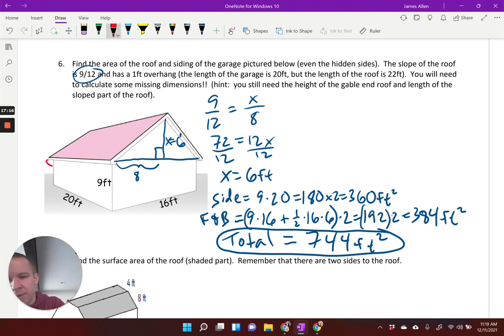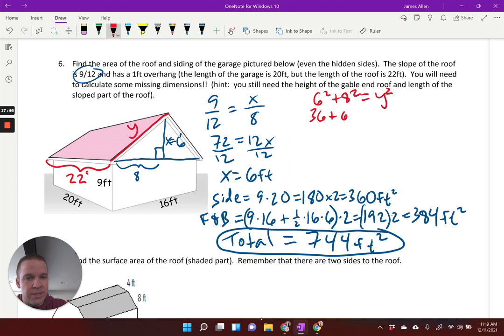So we already know from the prompt that this length is 22 feet, but we need to know what this sloped part is. I'll call that y. How am I going to figure that out? If we think about one of the most recent units, Pythagorean theorem, right? I have 6 squared plus 8 squared equals y squared. And if you remember your triples, this is going to be 10. But we could work it all out. 36 plus 64 is 100. So y squared equals 100, so y equals 10 after we square root both sides. So 10 feet.